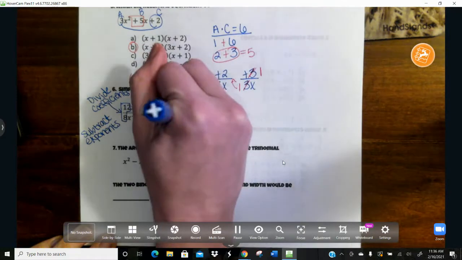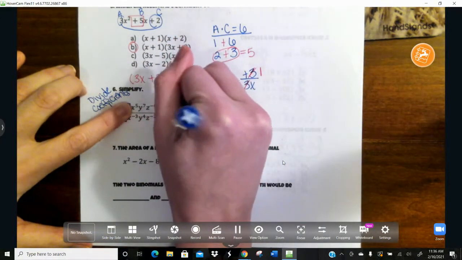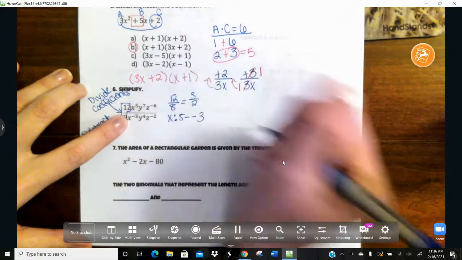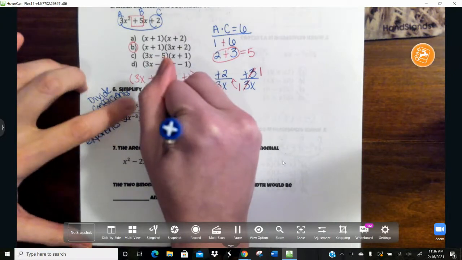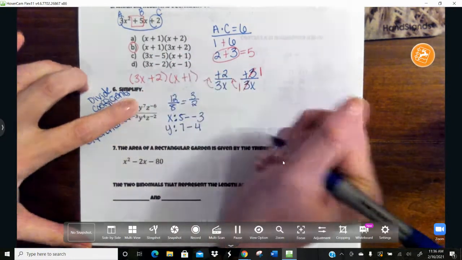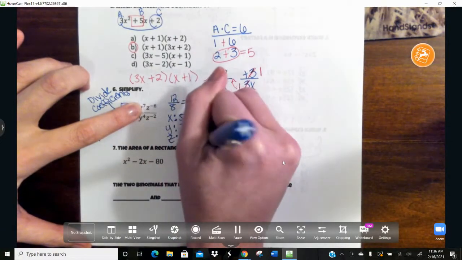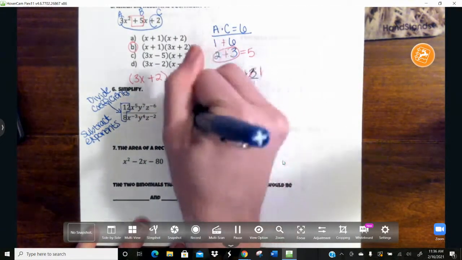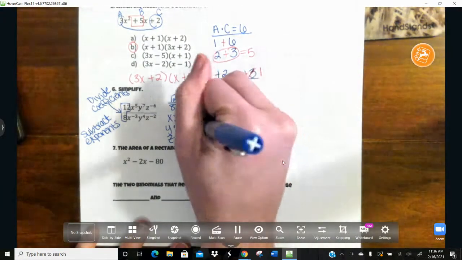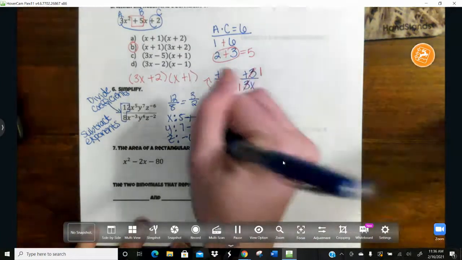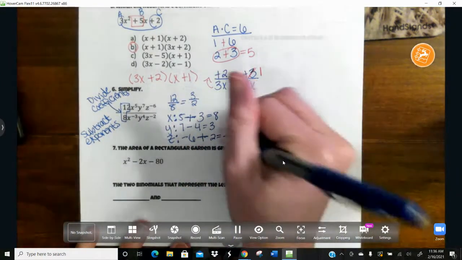Then I'm going to work through each variable. So x, so I have 5 minus a negative 3. Don't forget the double negative. Then for y, I have 7 minus 4. For z, I have negative 6 minus negative 2. So 5 minus negative 3 is going to give me a positive 8. 7 minus 4 is positive 3. Negative 6 plus 2 is going to give me a negative 4.